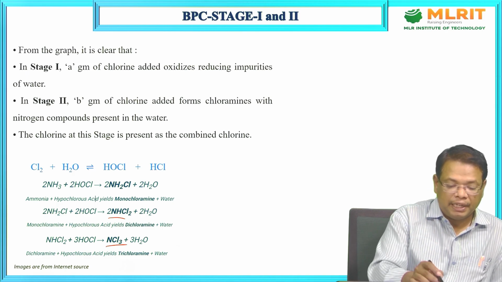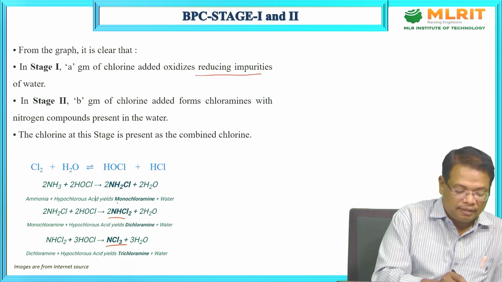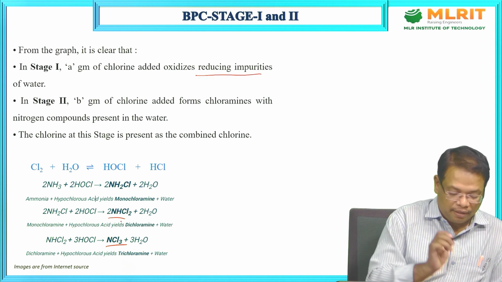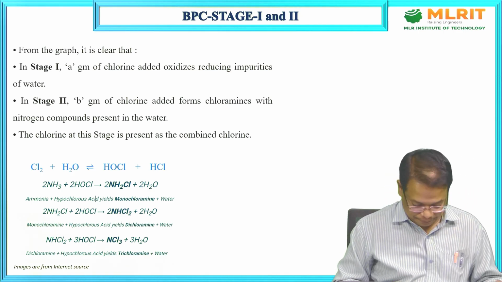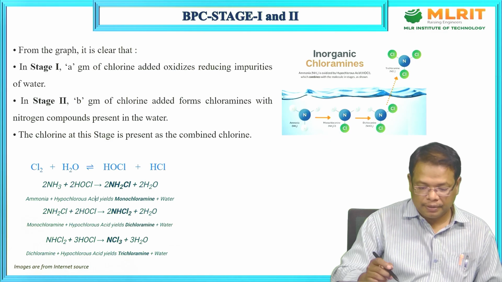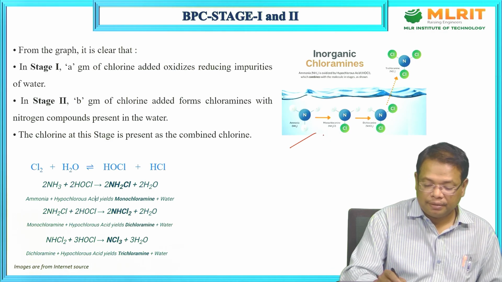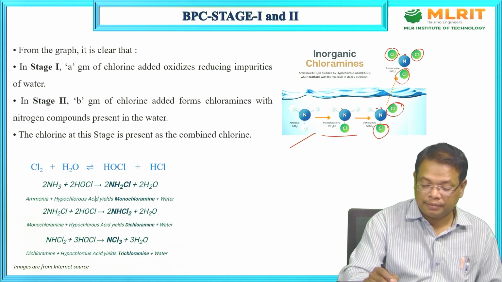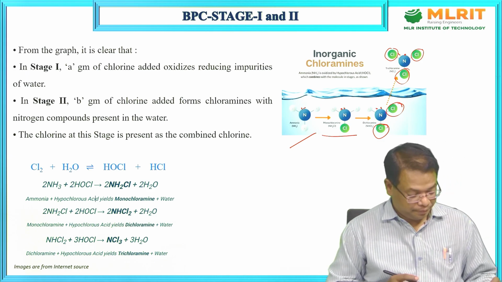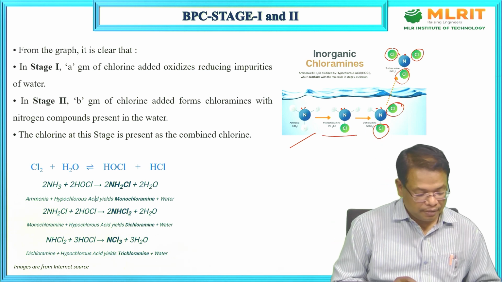After the inorganic impurities are reduced, chlorine starts to react with ammonia in this series. So here, ammonia, monochloramine, dichloramine, trichloramine. This is the nitrogen atom. This is the formation of the chloramines.